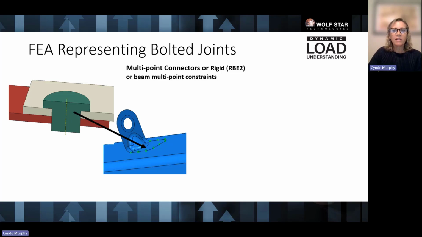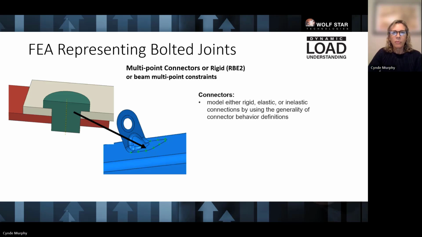Bolts or fastener modeling can be simplified or more complex. Using multi-point connectors that leverage rigid or beam elements, the behavior can be rigid, elastic, or inelastic. The advantage here is you can request output from the connectors. So if you wanted to take a look at loads that are being applied to your fastener, your bolt, you can do so in your output.